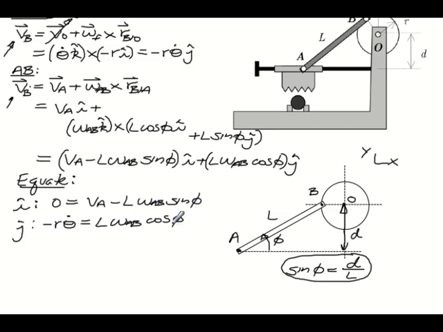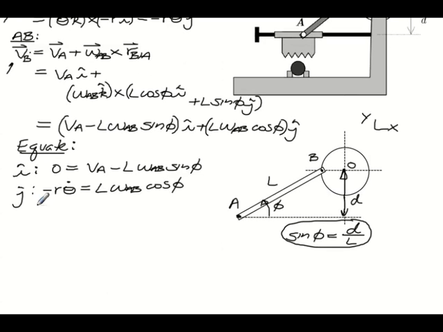The first equation we really don't need, but the second one gives us what we do need. We find the angular speed of coupler AB is going to be equal to minus R theta dot divided by L cosine phi. And we have all the numbers that we need. We're given the rotation rate theta dot for the flywheel. We're given R, we're given L, and we just found phi. So whatever number that we get, it's going to have a negative sign in front.